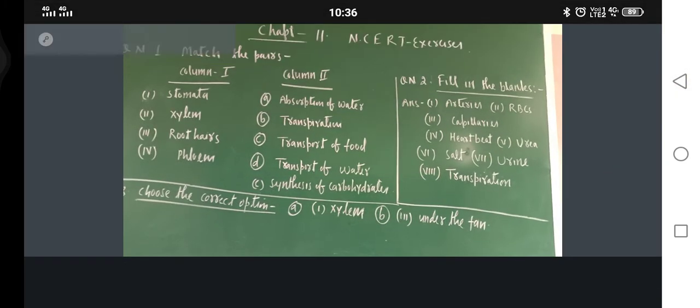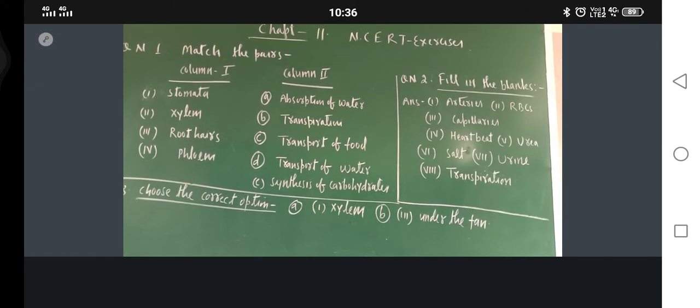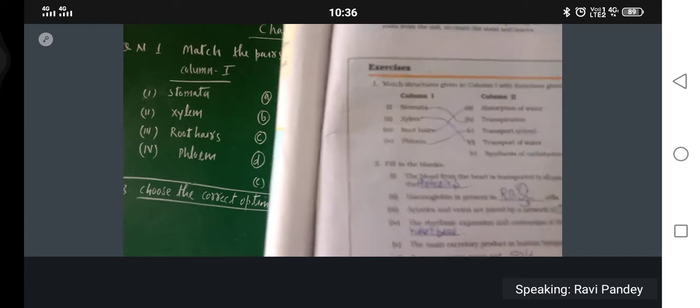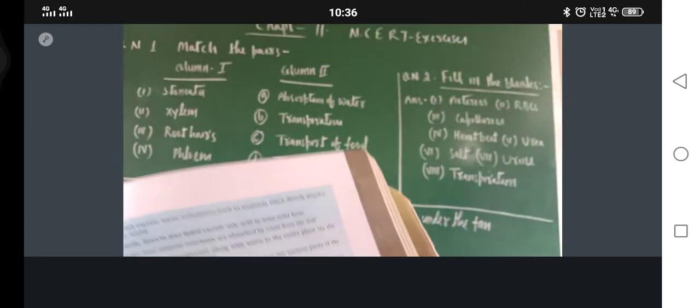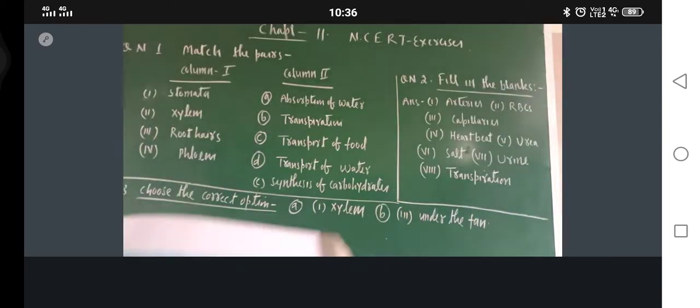So now the name of the chapter is Transportation in Animals and Plants. As far as the explanation of the chapter is concerned, I have already explained. Now what is left? The NCERT exercises. The first NCERT exercise is this one, on page number 131. The first one is match the pairs.